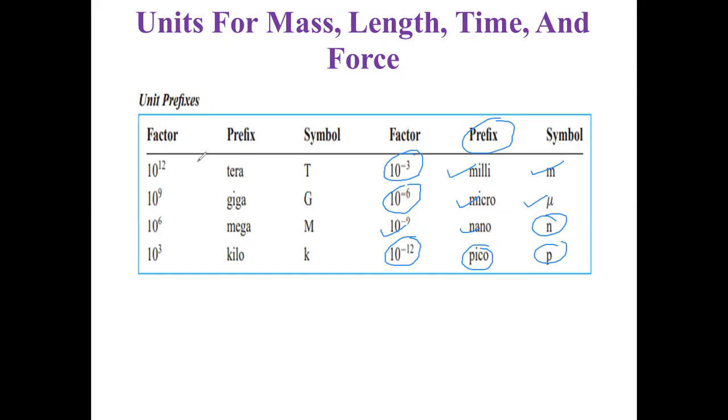Now similarly for positive powers, 10 to the power 3 is known as kilo, denoted by k. 10 to the power 6 means mega, denoted by capital M. 10 to the power 9 means giga, denoted by capital G. And 10 to the power 12 means tera, denoted by T. When such symbols or prefixes come in a numerical, you must know what is meant by milli, micro, nano, and what are the values of those prefixes.